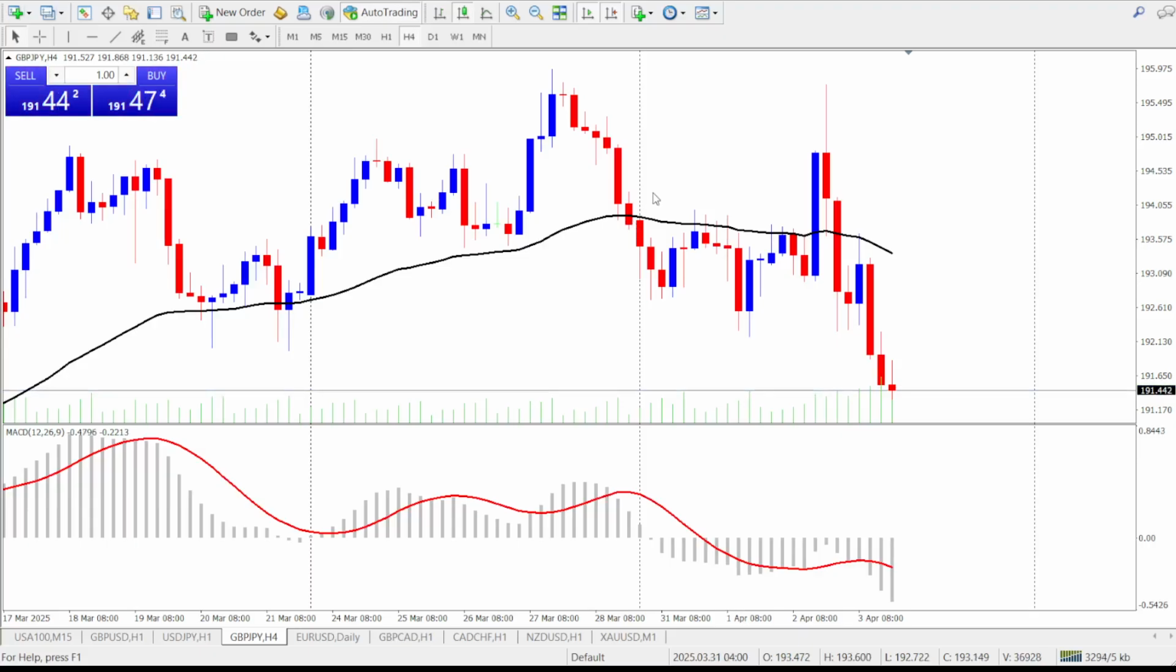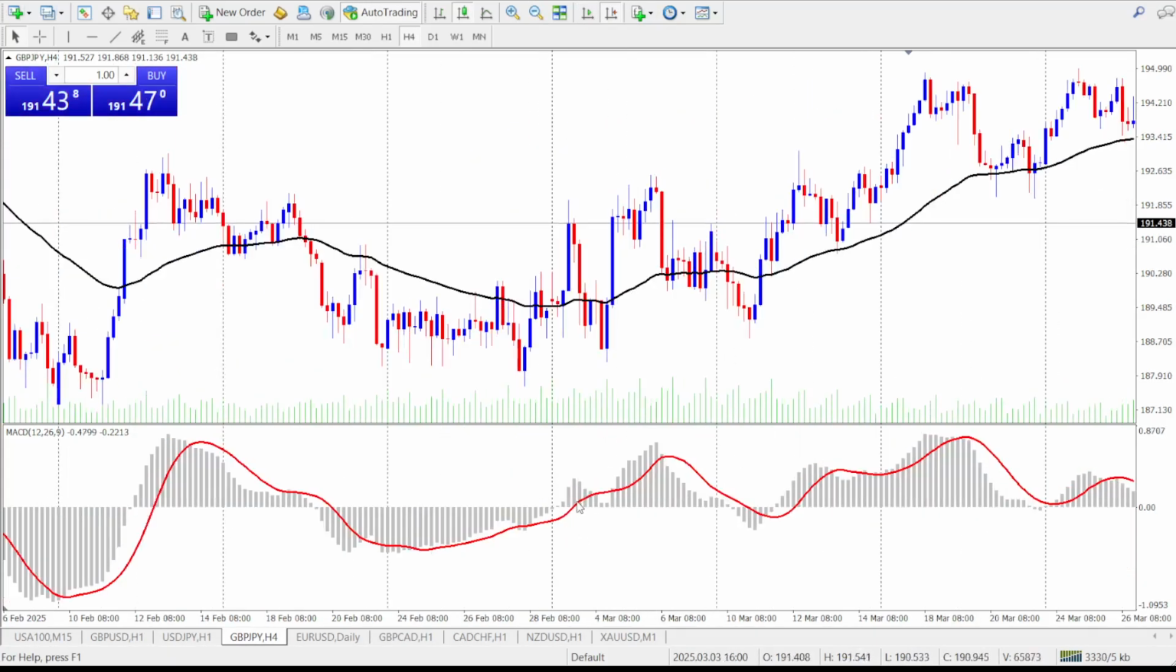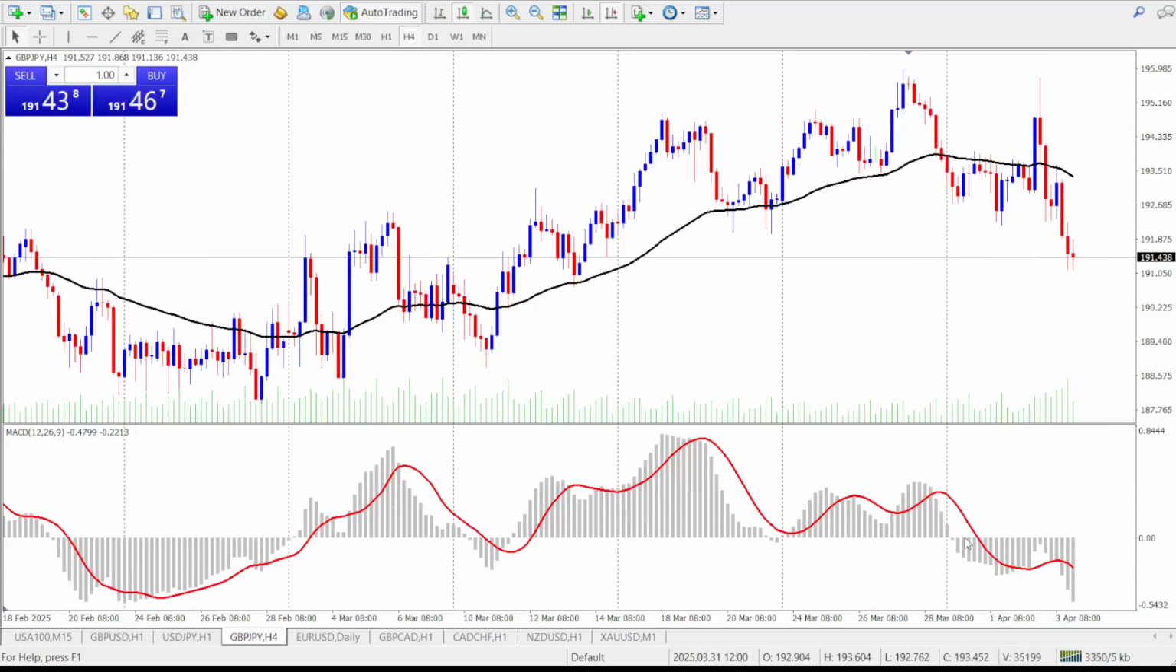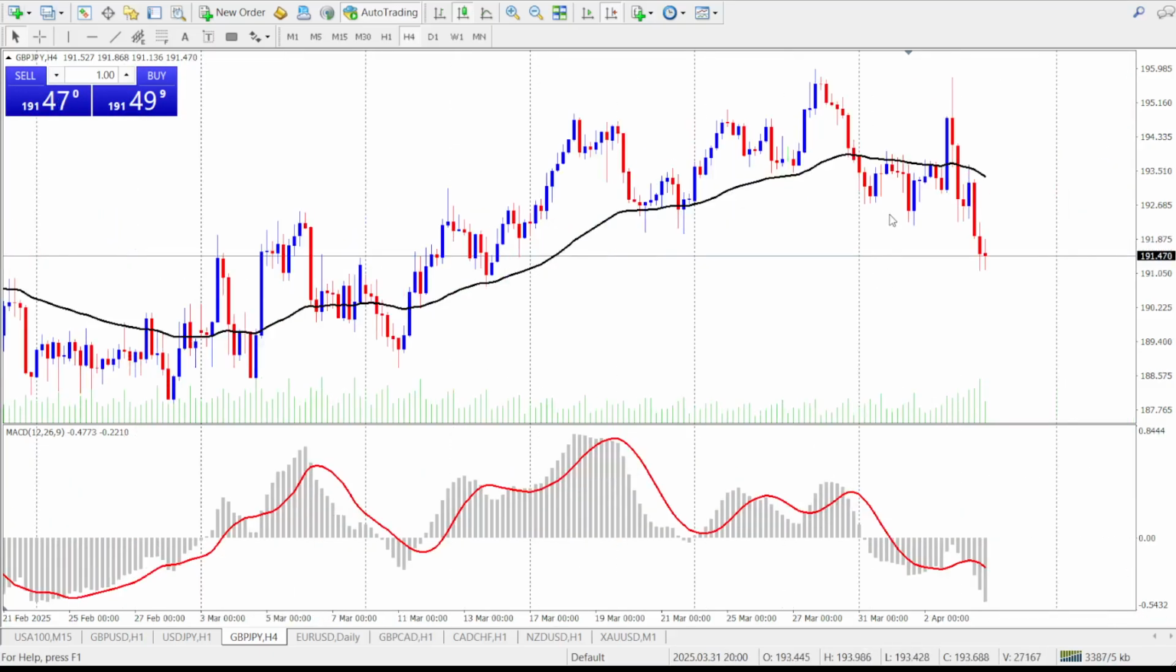Now let us talk about how to read these signals generated by the MACD EMA strategy. When the MACD line crosses above the zero level, it's a bullish signal indicating a potential buying opportunity. And when the MACD line crosses below the zero level, it's a bearish signal indicating a potential selling opportunity. If the price is above the EMA, this indicates an uptrend, which supports buying signals. And if the price is below the EMA, it indicates a downtrend, which supports selling signals.